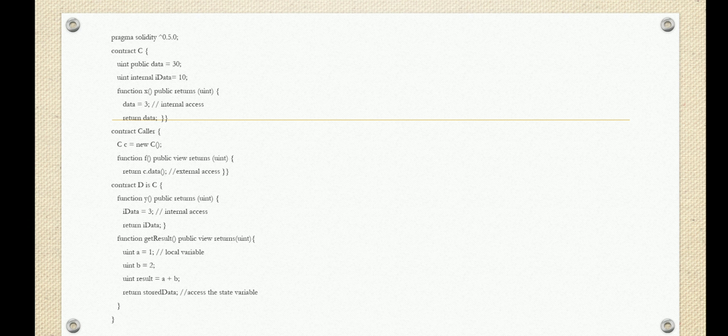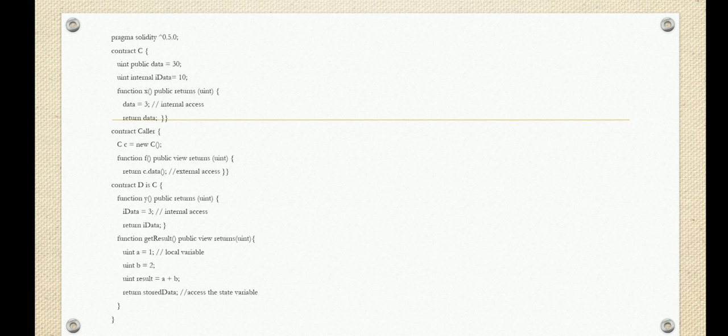Then we have the internal access specifier. We have a variable called idata. The scope of idata is internal and it is initialized to 10. Then in the contract C we have a function called x. Here we are trying to access data. This is called internal access. Previously it was initialized with 30. Now we access that data and change it, so data equals 3. We are accessing that variable, that is internal access.